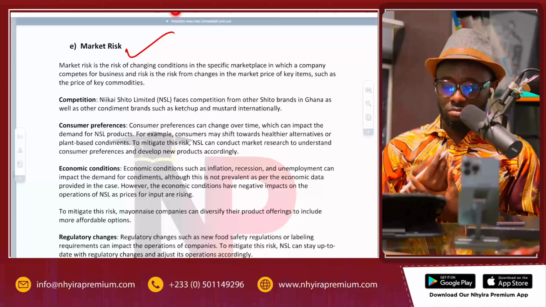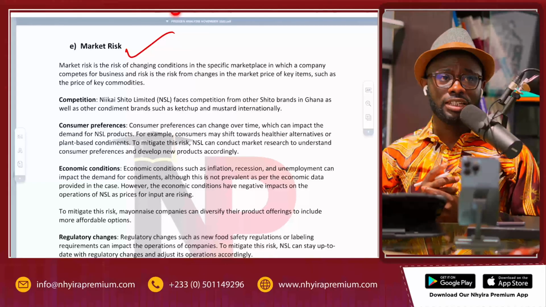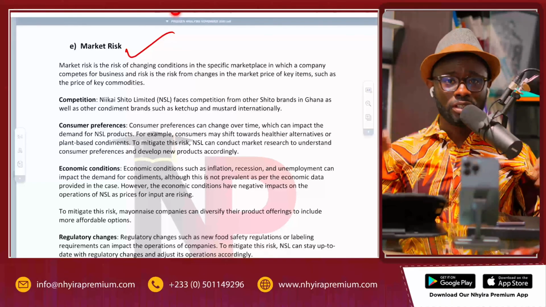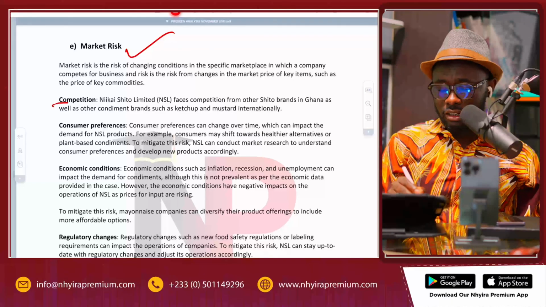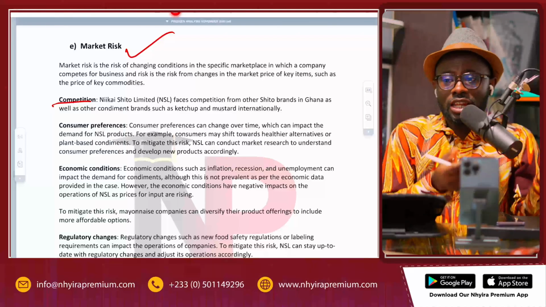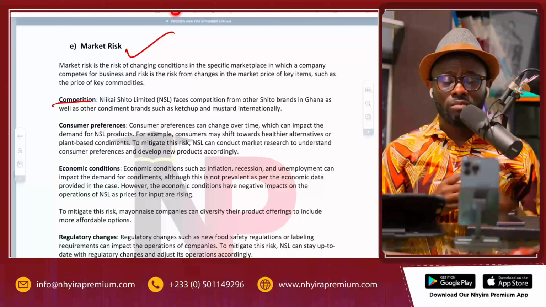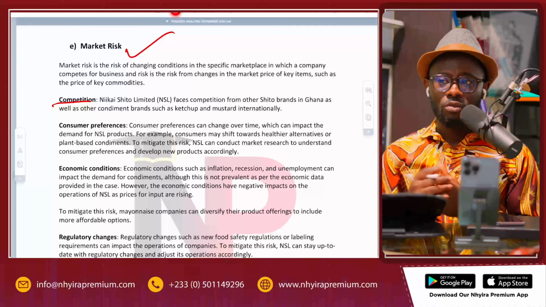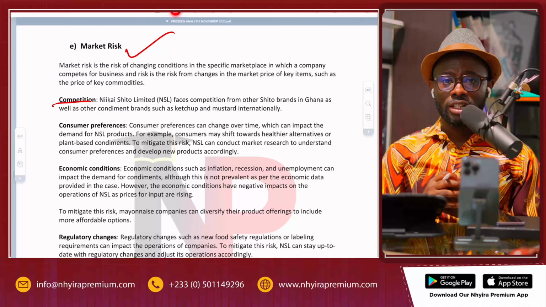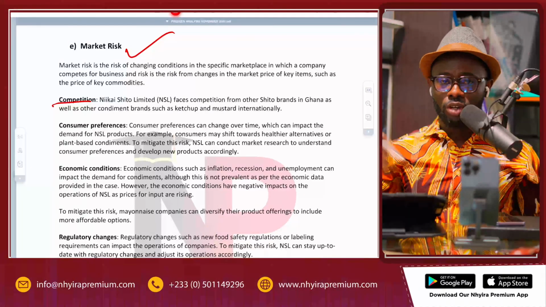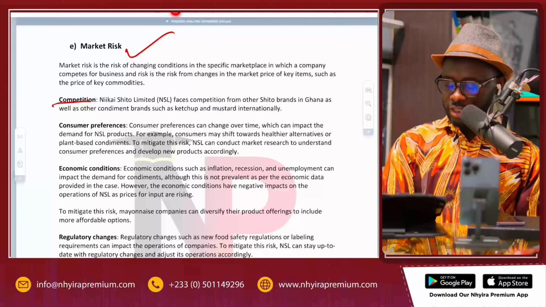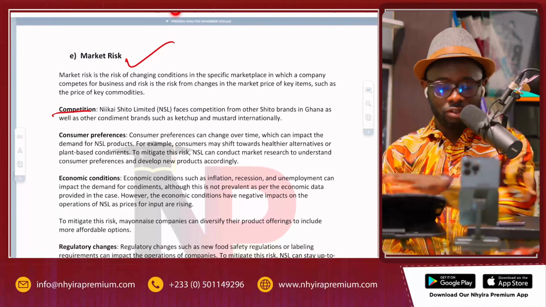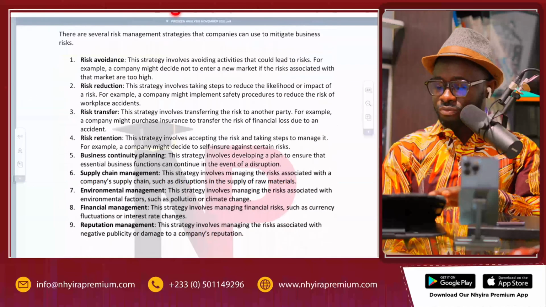Then also, we realize that the company is in a highly competitive environment. That is part of market risk, because it's likely that one company can come in and provide a high quality shito to the customers, and they will love it, and then boom, we're going to be out of the marketplace in that case. So market risk, we spoke about that as well.